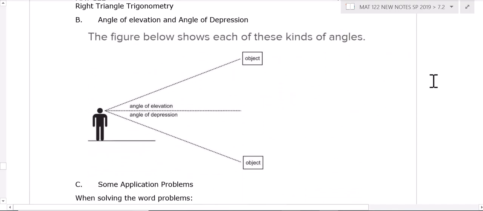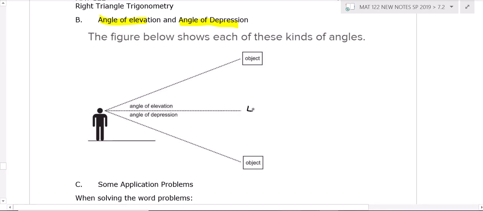Now, I want to introduce you to what we mean by angle of elevation and angle of depression, and this shows up in word problems quite a bit. So it's real simple. You're an observer, and this is what you would call your line of sight.